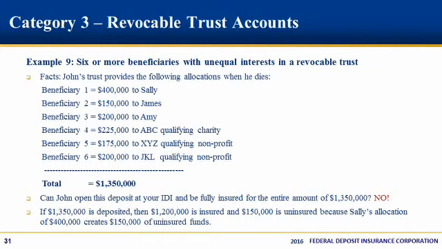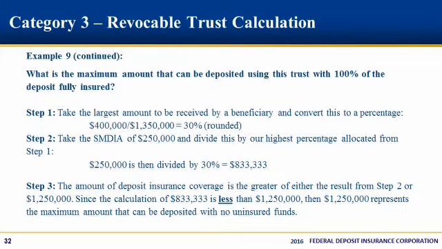As we now know, with 6 or more named beneficiaries with unequal allocations, no beneficiary can have an allocation that exceeds $250,000. We see that Sally's allocation at $400,000 is more than the $250,000 limit per beneficiary, and therefore, using this trust agreement, John would have $150,000 of uninsured funds and $1,200,000 of insured funds. So John's next question to you would be, what is the maximum amount that I can deposit using this trust with 100% of the deposit fully insured?